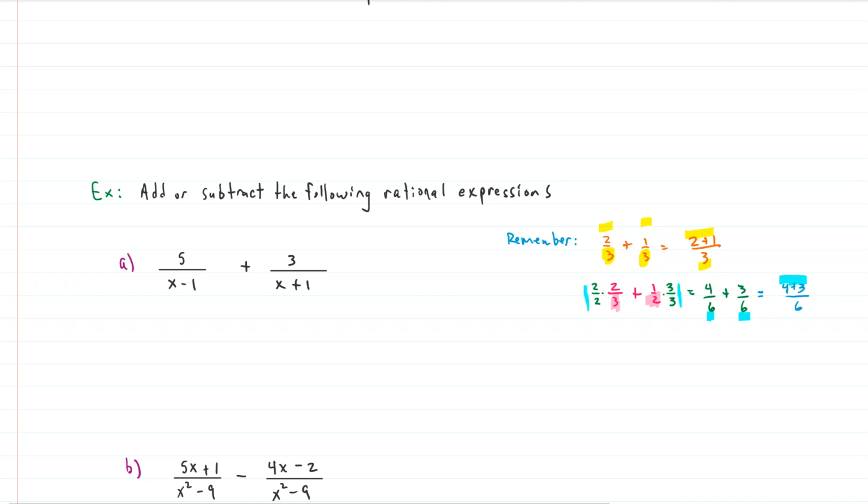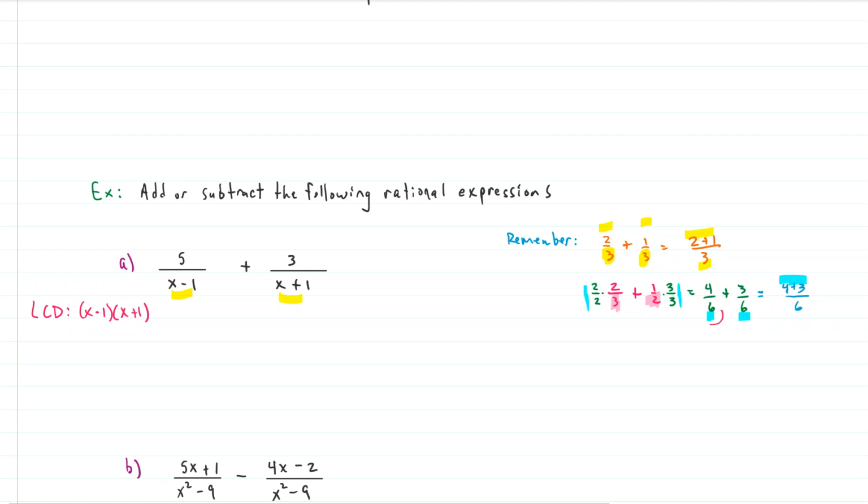If we look at these two, 5 over x minus 1 and 3 over x plus 1, we look at the denominators, x minus 1 and x plus 1. They're not the same, so we've got to get a common denominator. So if I write down over here the LCD, it's going to be just x minus 1 times x plus 1, because we don't have anything in common between the two. So now we have our LCD.